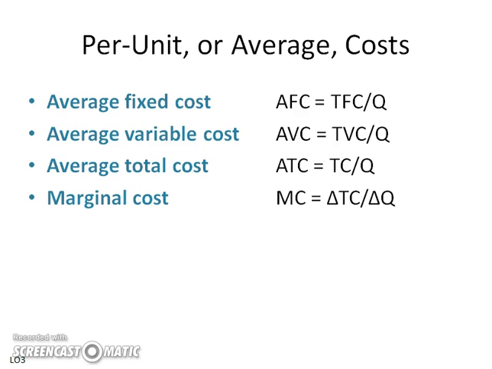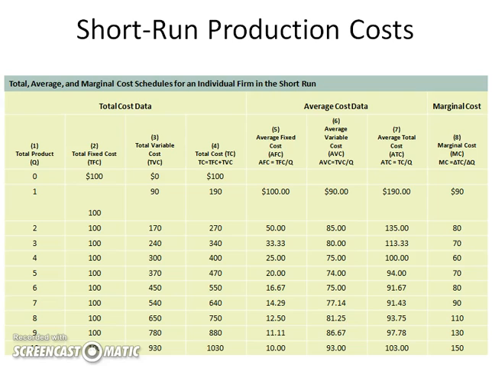Now let's take a look at our per unit or average costs. In order to find the average fixed costs, we simply divide total fixed costs by the quantity produced. The average variable cost is the total variable cost divided by quantity. Average total cost is total cost divided by quantity, and our marginal cost is the change in total cost divided by the change in quantity. Most of the time, this will also be done in increments of 1. Therefore, our marginal costs, generally speaking, will be simply the change in total cost.